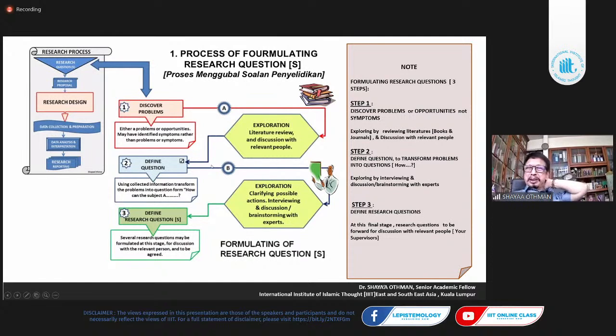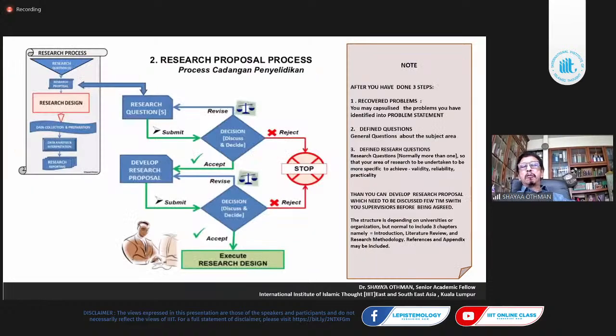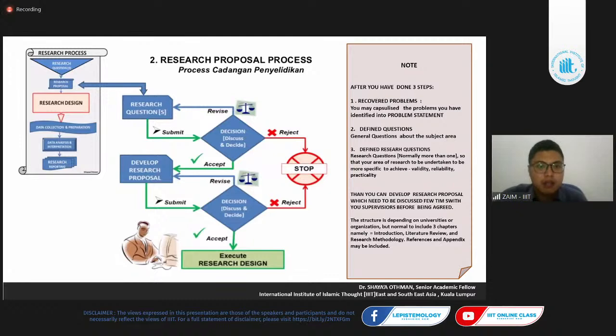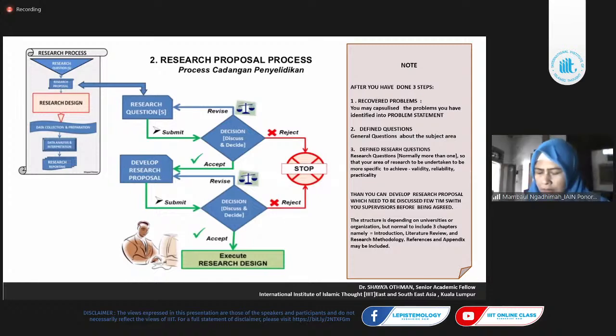So any question on that, please? Don't be shy to ask, or give ideas for anything you want. Sister Mambaul Ngadima, yes, please. Thank you. Are there any differences when we formulate a research question between applied research, pure research, and mixed research?